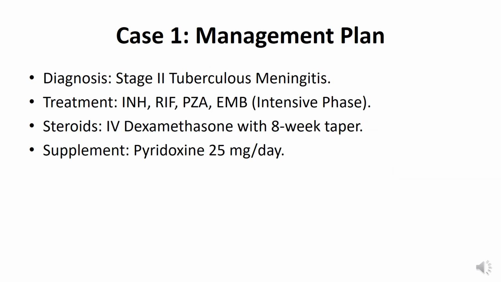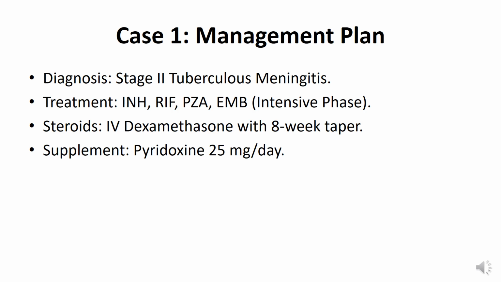Now that the diagnosis has been confirmed, the next step is developing an effective treatment plan. Based on the patient's symptoms, neurological findings, and laboratory results, the diagnosis is Stage 2 tuberculous meningitis. Stage 2 disease is characterized by altered mental status and neurological deficits. In this case, the patient's confusion and third cranial nerve palsy place him in this category.